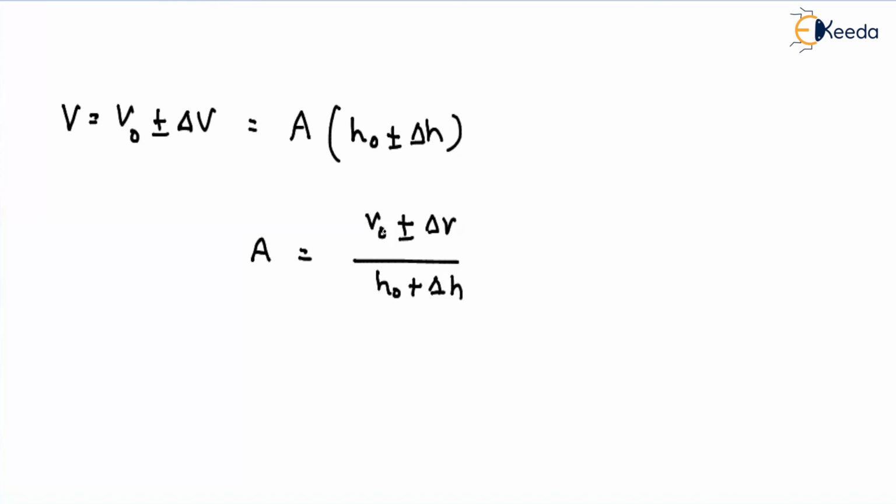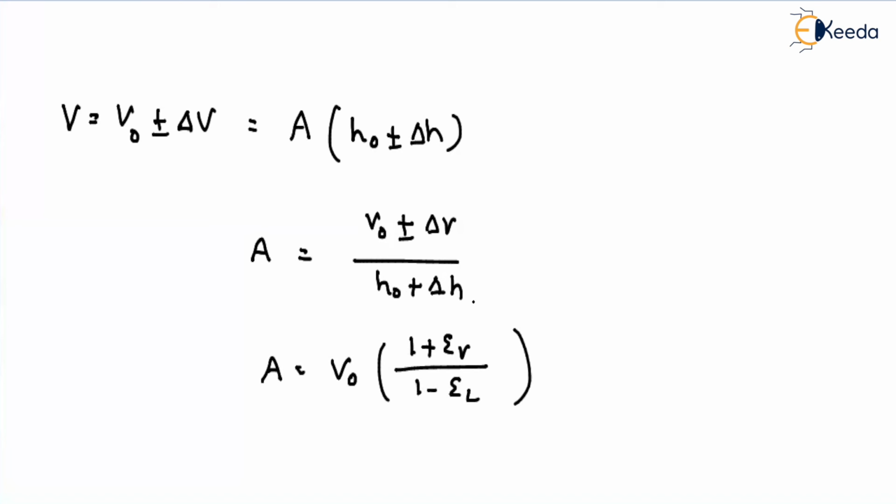And if we take V naught common and H naught common, then V naught by H naught is nothing but the volume at the initial position, 1 plus the volumetric strain, divided by 1 minus the longitudinal strain, right?